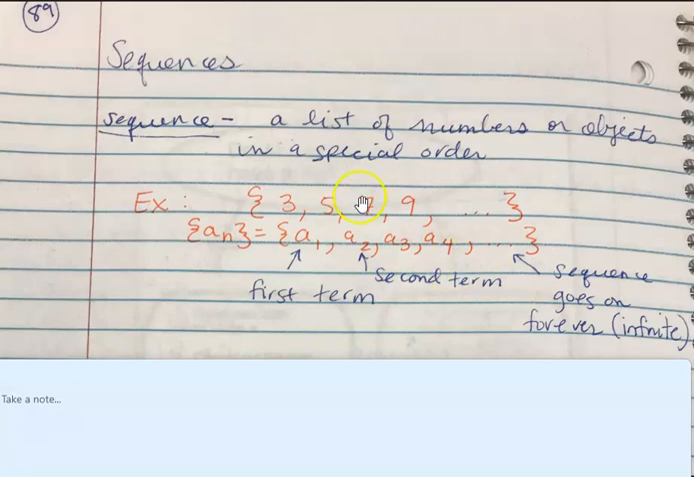Okay, so a sequence is a list of numbers or objects in a special order. The order does matter because if you switch the order of any one of them, then you can't get the next term in the sequence because the pattern no longer holds.